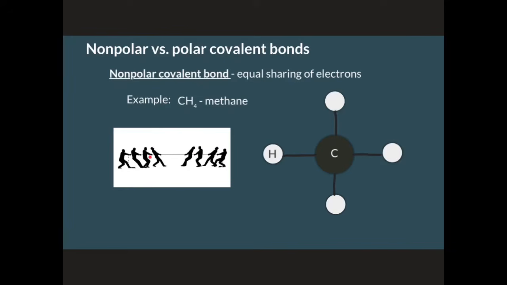In this case, the rope that is there is going to have equal force on it, and there's not going to be a pulling of the rope more to one side than the other. This is the same thing that happens in a nonpolar covalent bond. The electrons are shared equally between each part of the nonpolar covalent bond, and because of this equal sharing, there's no pull of the electrons closer to one element or the other, and therefore there is no charge.